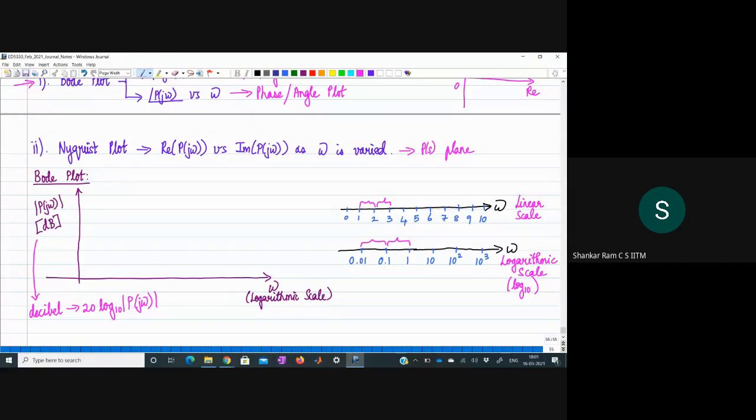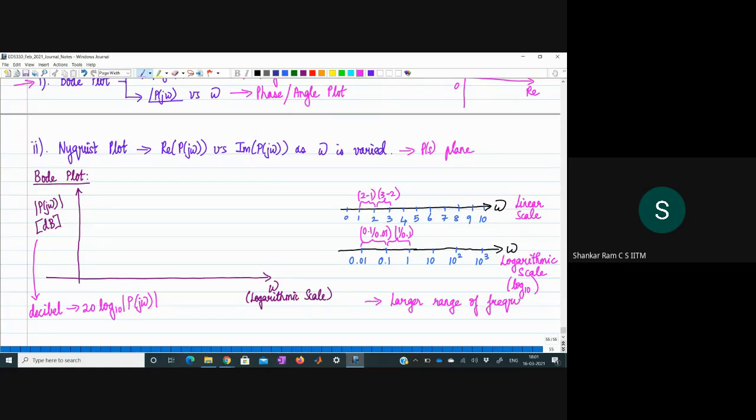Once again, in a linear scale, if you take the difference between two successive markers, the difference is the same. Here in a logarithmic scale, you can see that the ratio is the same. That's a fundamental difference between the linear scale and the logarithmic scale. So why do we use a logarithmic scale? Because you can immediately see that we can plot a larger range of frequencies.